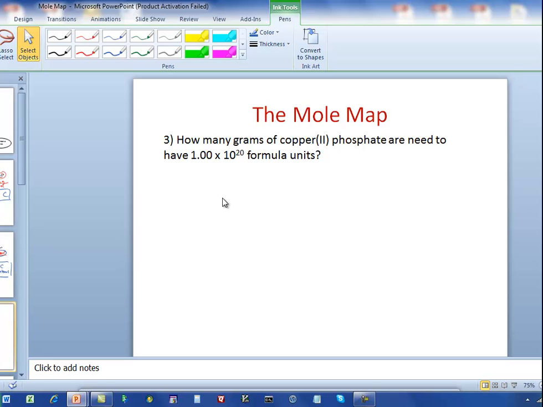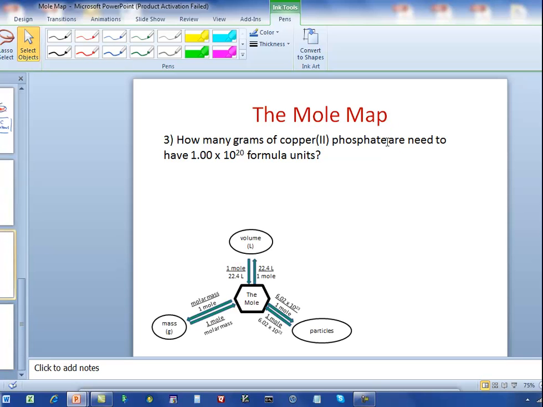Okay, so I'm going to do this in 2 slides. The first slide, we are going to need to calculate the molar mass of copper 2 phosphate. That's a given, because on the next slide, let me just put the map up here. I think you can see that we're being given a certain number of formula units. Okay, so copper 2 phosphate is an ionic compound, and so the fundamental unit is the formula unit.